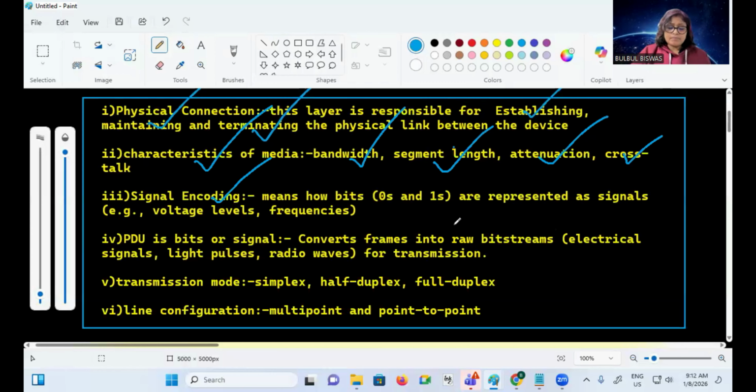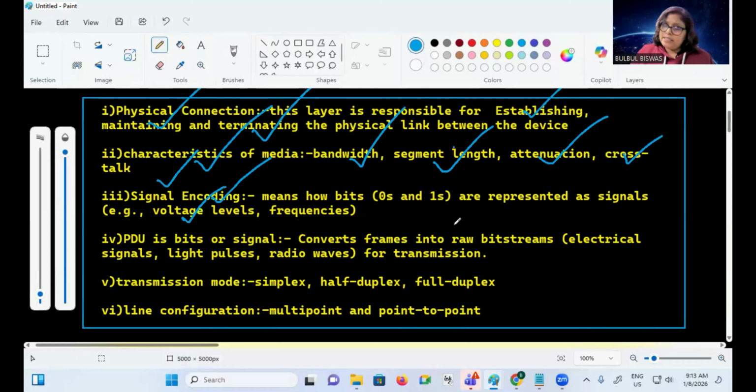Actually, my dear, what happens? We say the PDU of the physical layer is bits or signal. Is it clear? The moment it receives the frame, the physical layer breaks down the frame into zeros and ones. We call these binary bits. But in reality, when this data is transferred through the cable, it becomes electrical signals. It becomes a voltage level. Is it clear? So the moment the data is transferred through the cable and this 0 and 1 becomes a voltage level, this concept is called signal encoding.